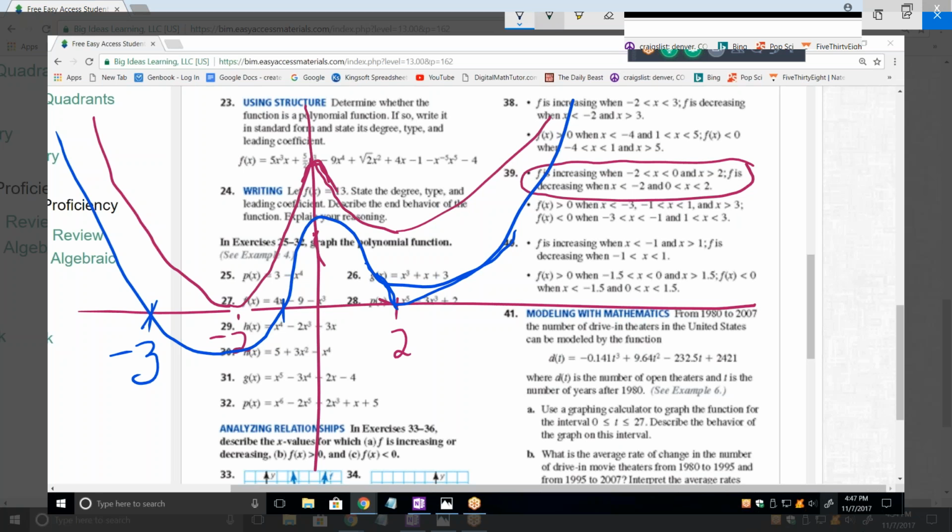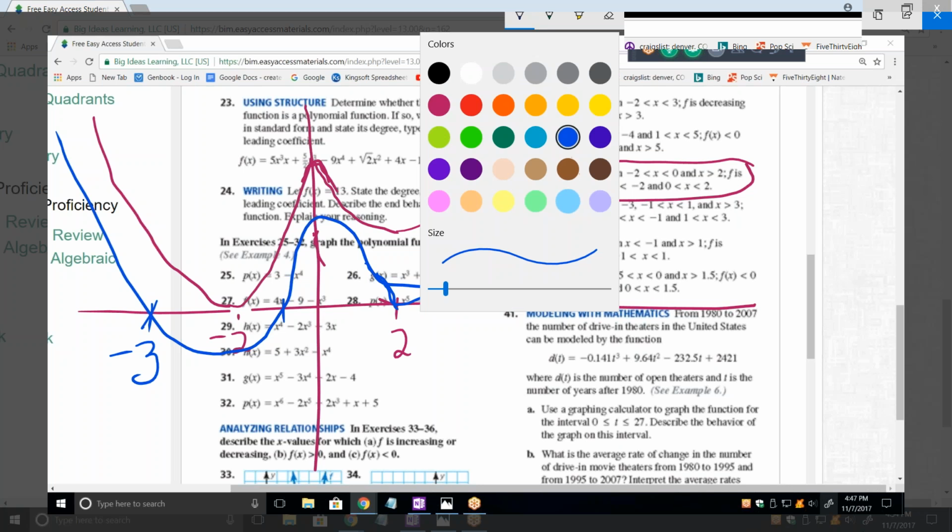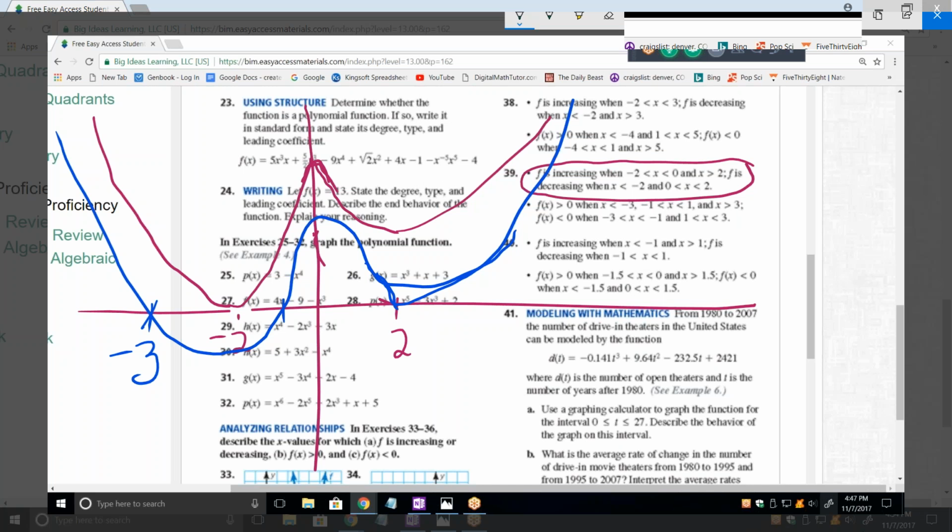I may have to redraw this blue line as a, let me pick a better color here, green line. And I know that around here, it's got to look like this. In other words, it's only positive between 1 and minus 1. And then it's negative when x is between minus 3 and minus 1, which my green line is. And it's also negative between 1 and 3.